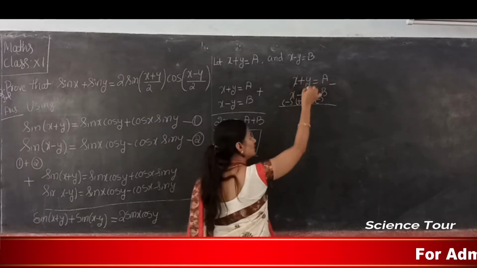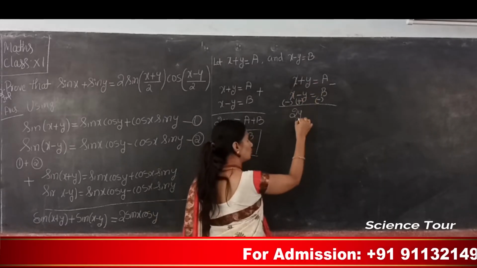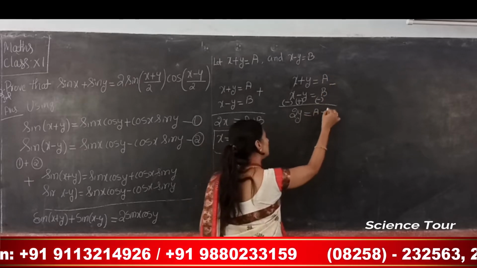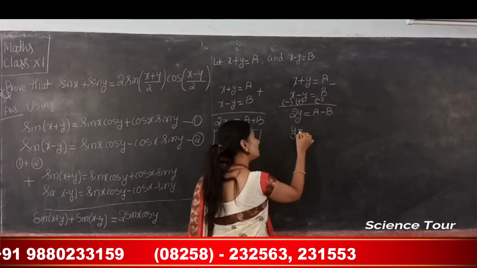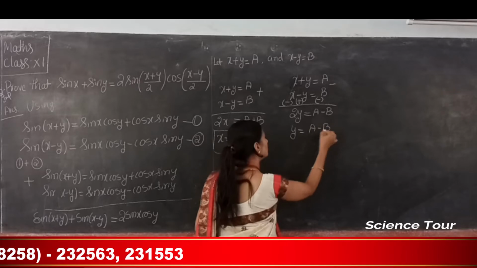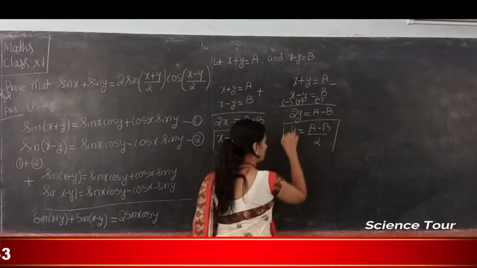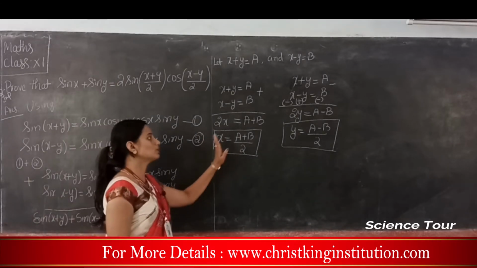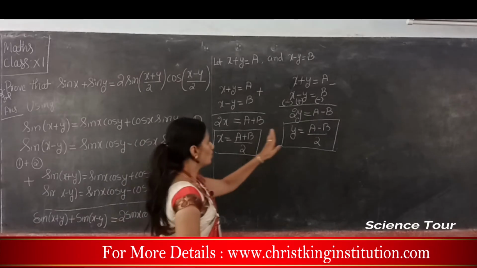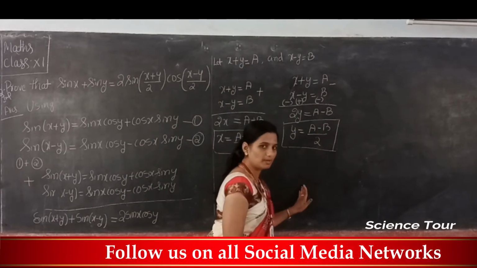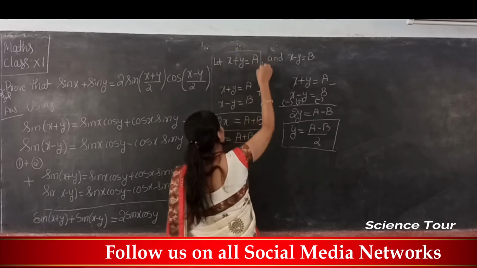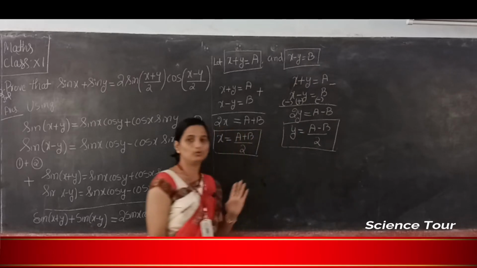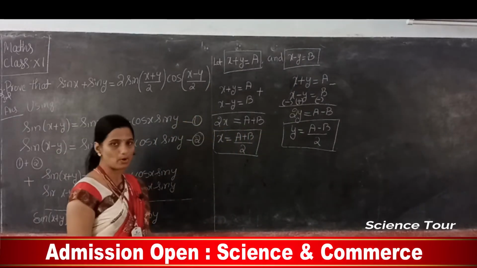Next, plus y plus y is 2y is equal to a minus b, right? So what is your y? y is equal to (a minus b) divided by 2. So just to note down: x is equal to (a plus b) by 2, y is equal to (a minus b) by 2, x plus y is equal to a, and x minus y is equal to b. These 4 boxes are important.